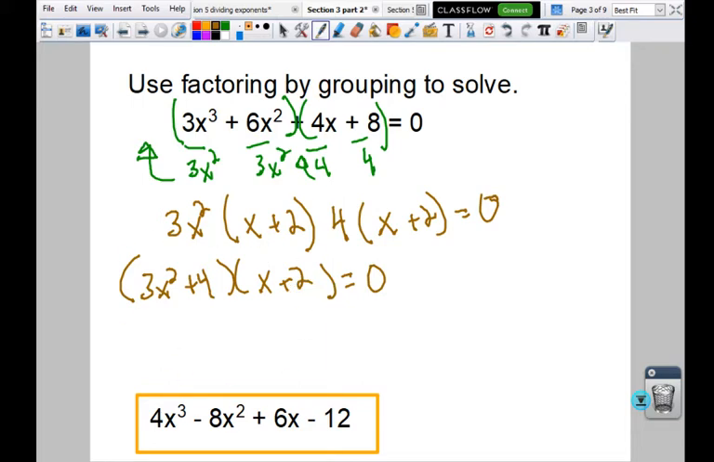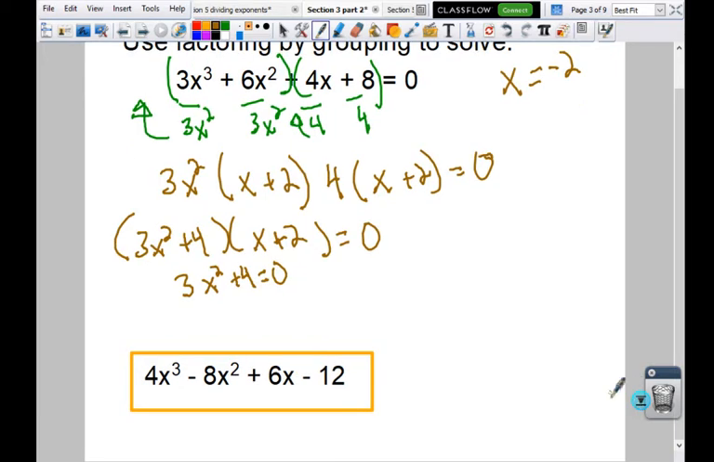And now is where I get my final answers. What can I put in each parenthesis to make it equal 0? So, let's start with the easy one, because it's going to be x equals something. What can I put in this parenthesis right here? Negative 2. That one's easy. My first parenthesis, though, that's a little tougher. I'm going to have to actually go through and solve that. So I go 3x squared plus 4 equals 0.